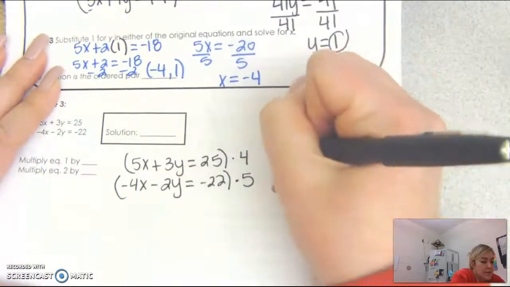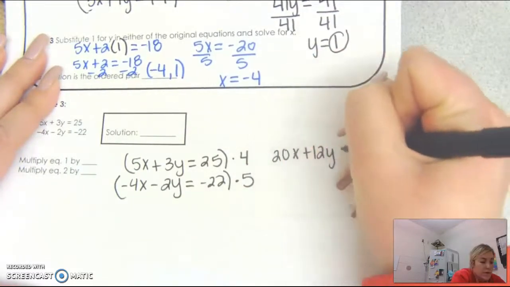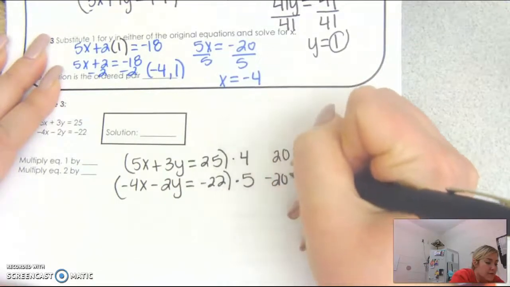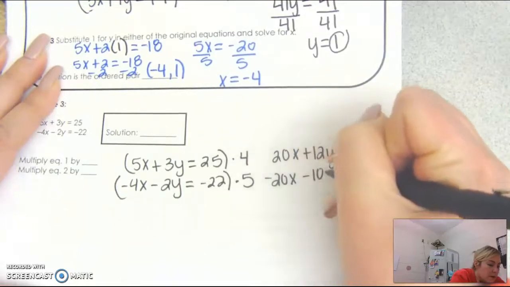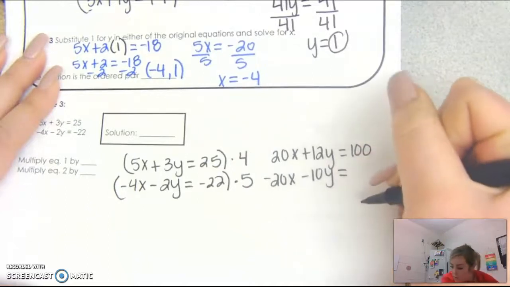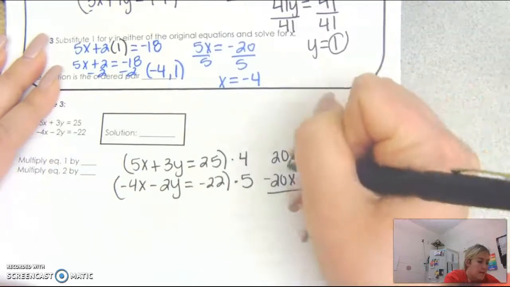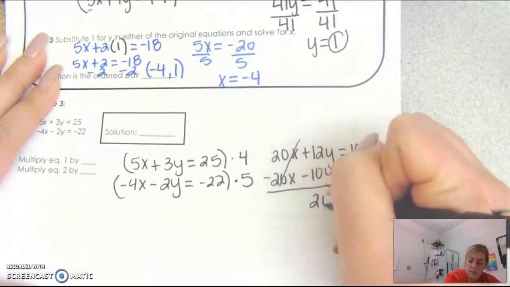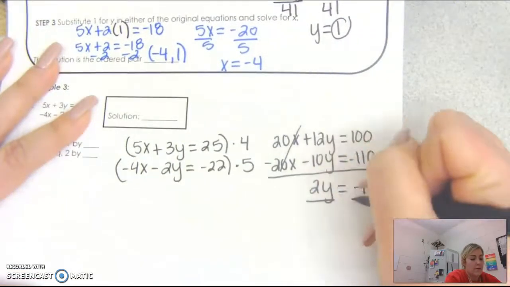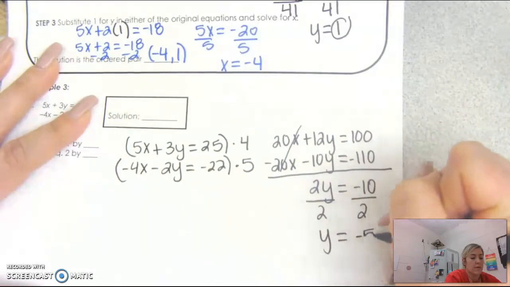So that gets me 20x plus 12y equals 100, and negative 20x minus 10y equals negative 110. My x's cancel, and I have 2y equals negative 10. And when you divide by 2, you get y equals negative 5.